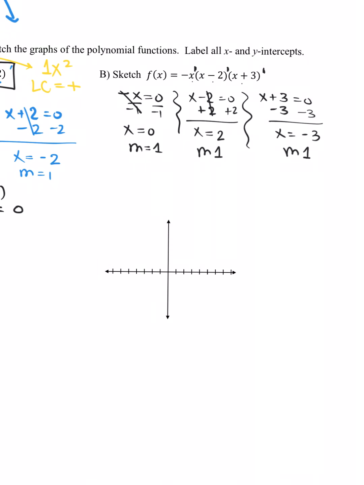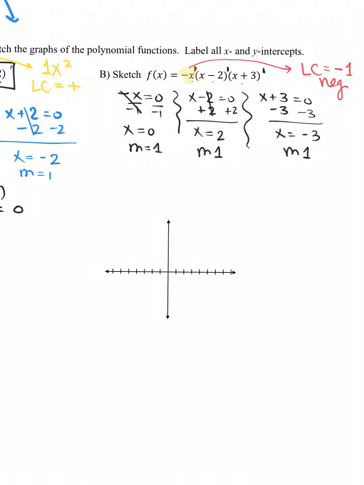All right, let's take a look at our leading coefficient. So we're looking right here, right? Our leading coefficient is negative 1. So LC, leading coefficient, is negative 1. So it's going to be negative. That means the right-hand side of the graph is going to go down.